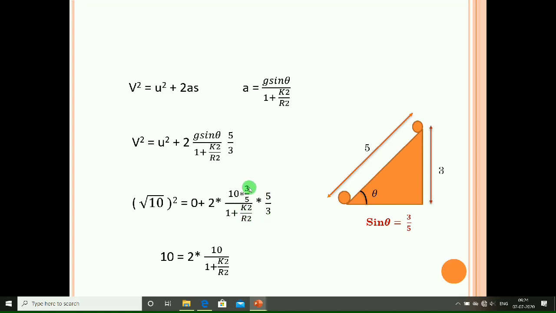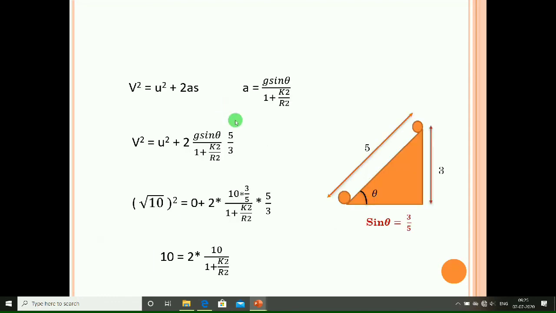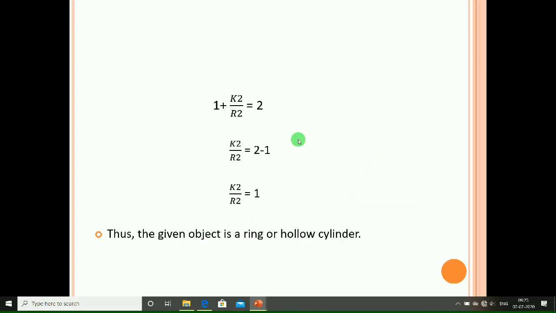You can cancel 3 by 5 and 5 by 3. This 0 you won't consider because the first term is totally 0. Square root and square cancel, so you will be getting only 10 here. So 10 equal to 2 into 10, because we cancelled this, divided by 1 plus k square upon r square. You can cancel 10 from both sides, so you will be getting 1 plus k square upon r square equal to 2. Right, you are getting, no? I am shifting this to this side, so 1 plus k square upon r square will be equal to 2.